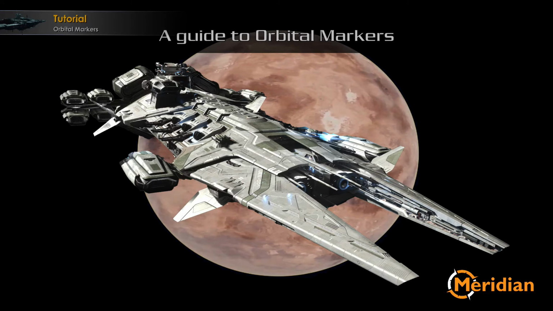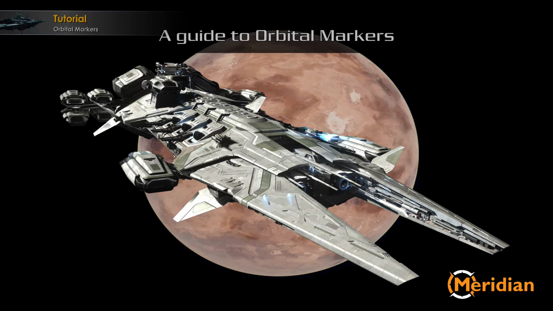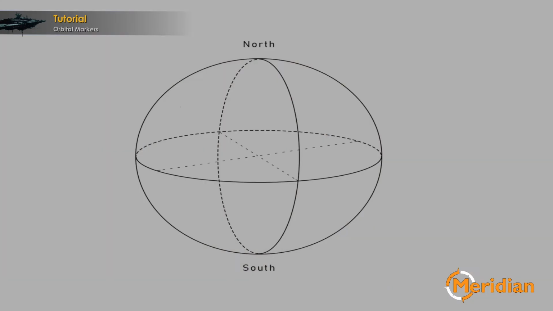So, first of all, let's look at our planets. This is an example for every planet we currently have in the game. All planets are placed with the North and South Pole in the same orientation.